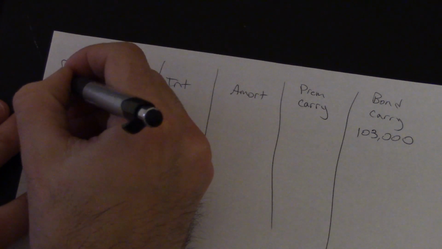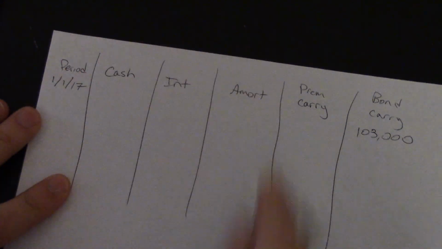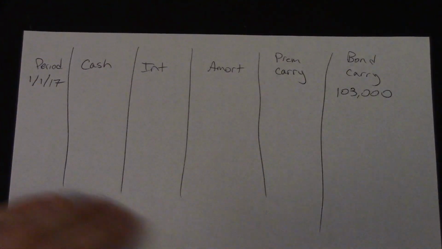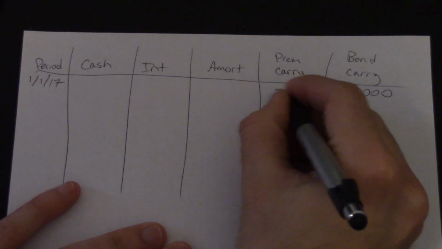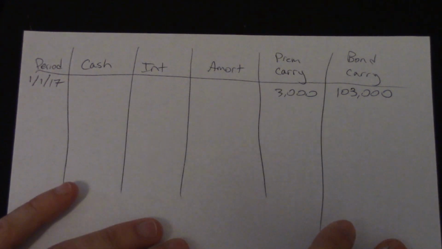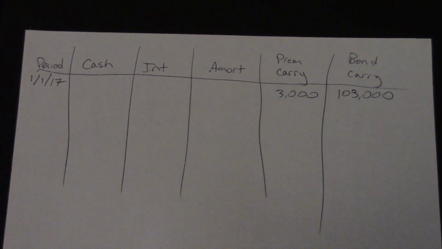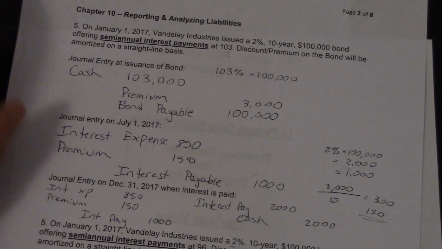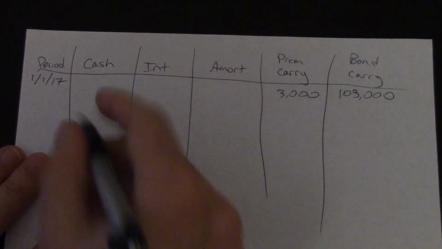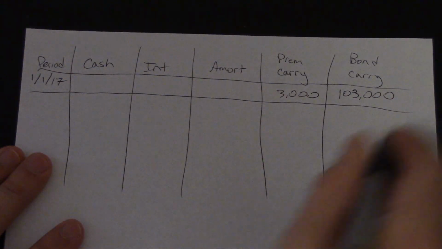on 1/1/17. And our premium is $3,000. And I got those numbers exactly from our journal entry here. So there's the issuance of the bond.